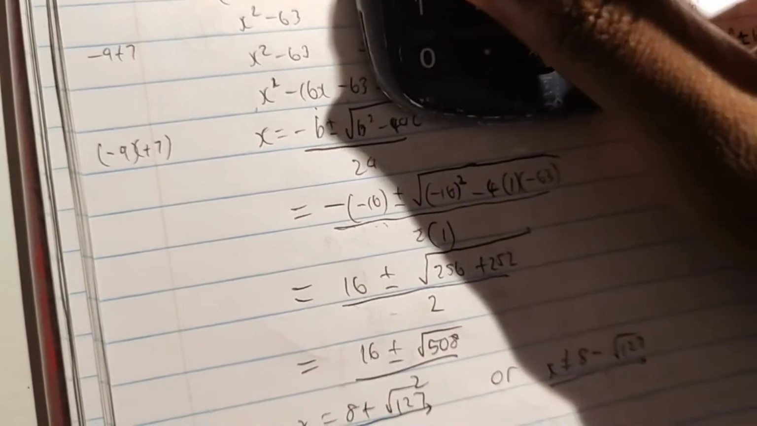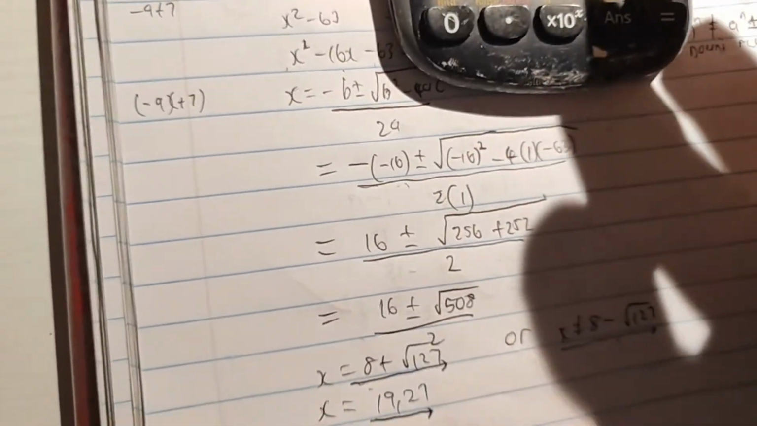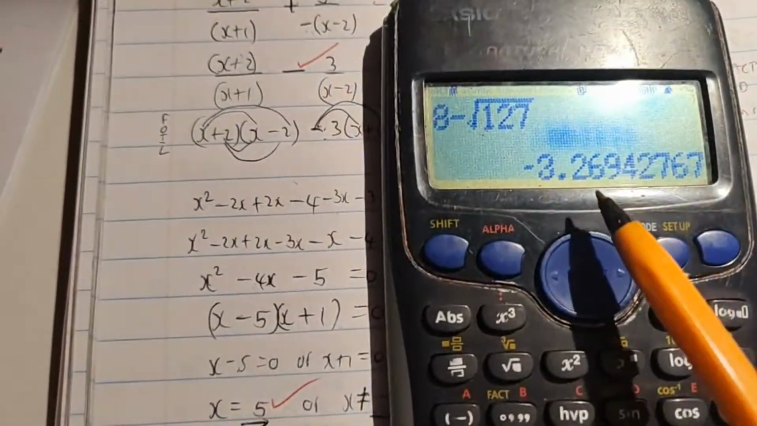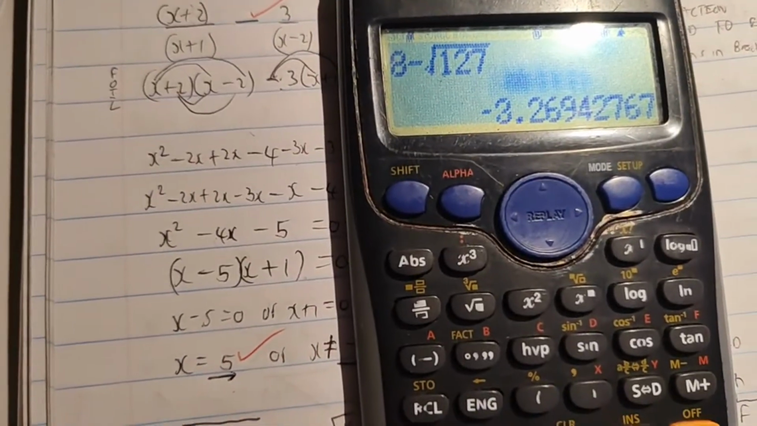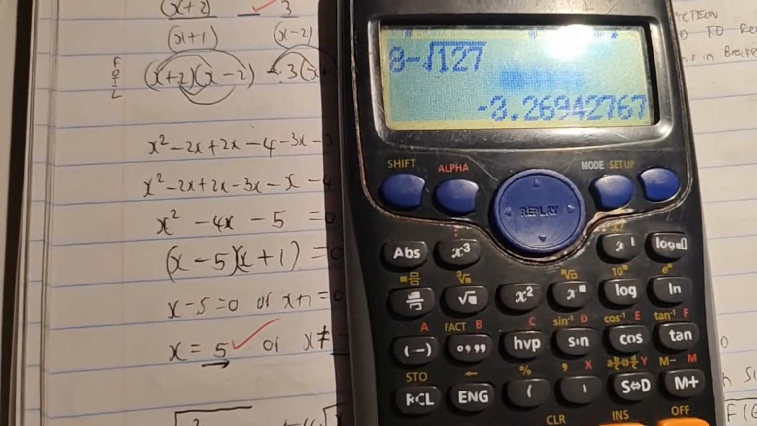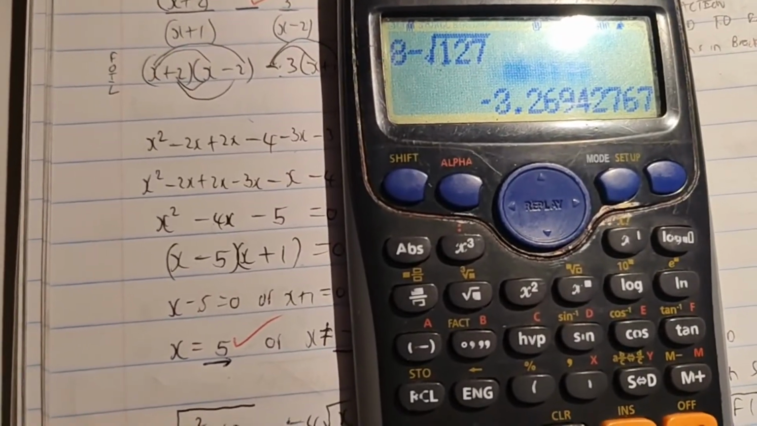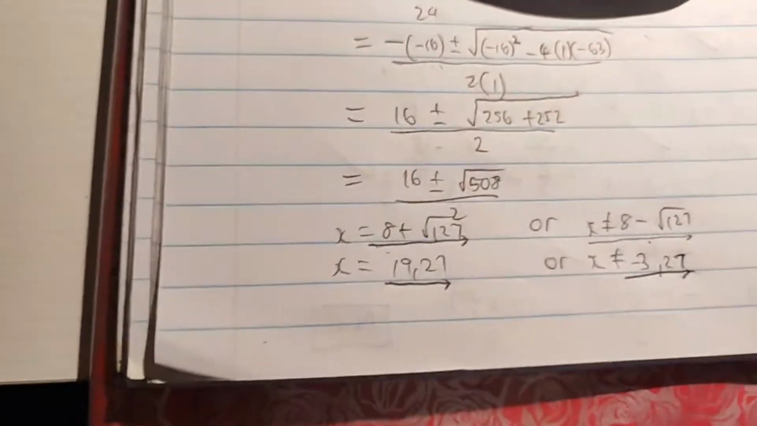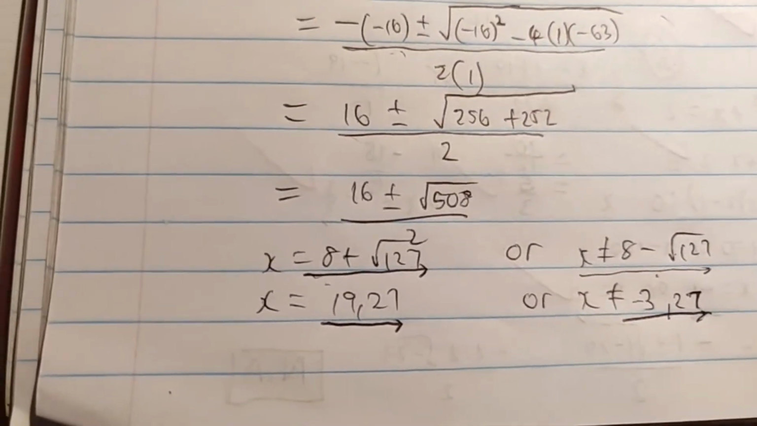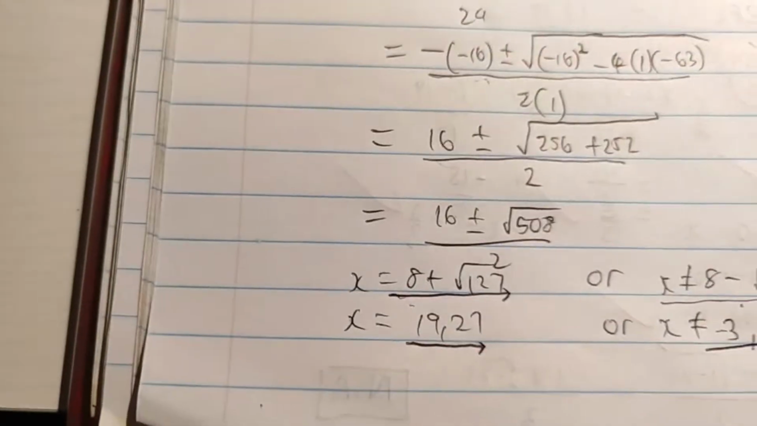Let's just change that plus to minus so that we can see what would have been the decimal number for the other one. Negative 3.27, so x cannot be equal to negative 3.27. We check our solution at the end. For surd equations, guys, we always check.